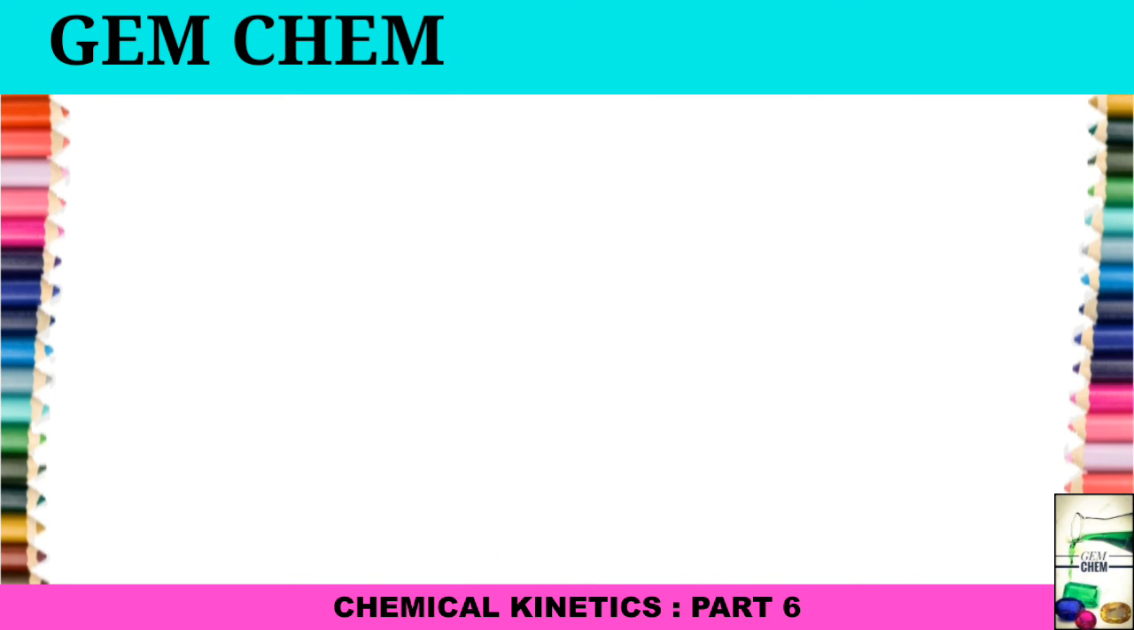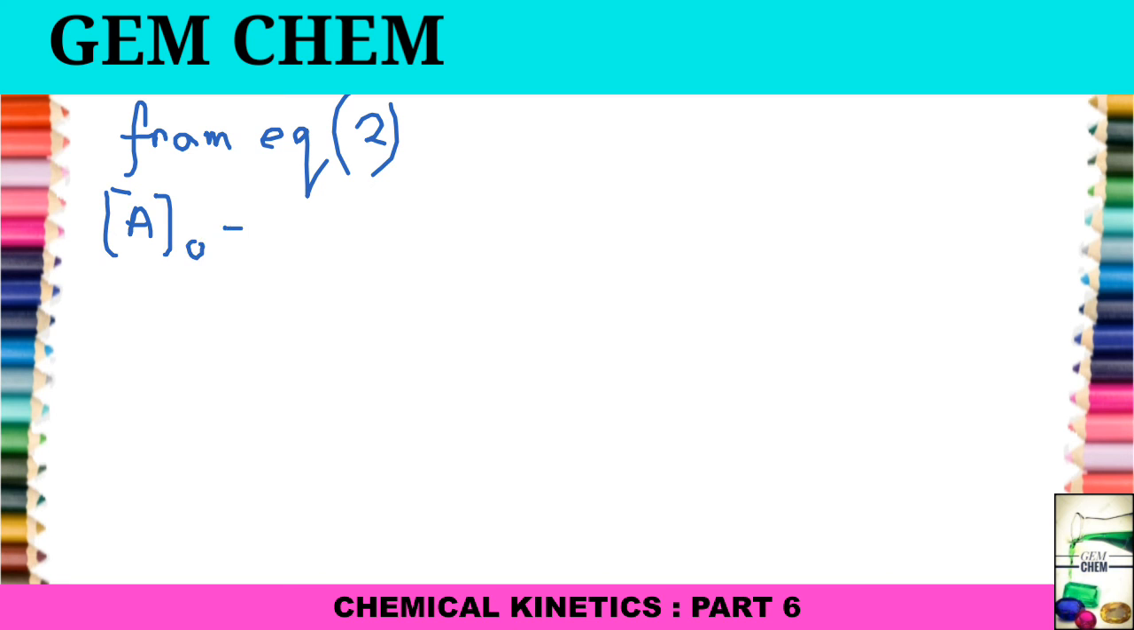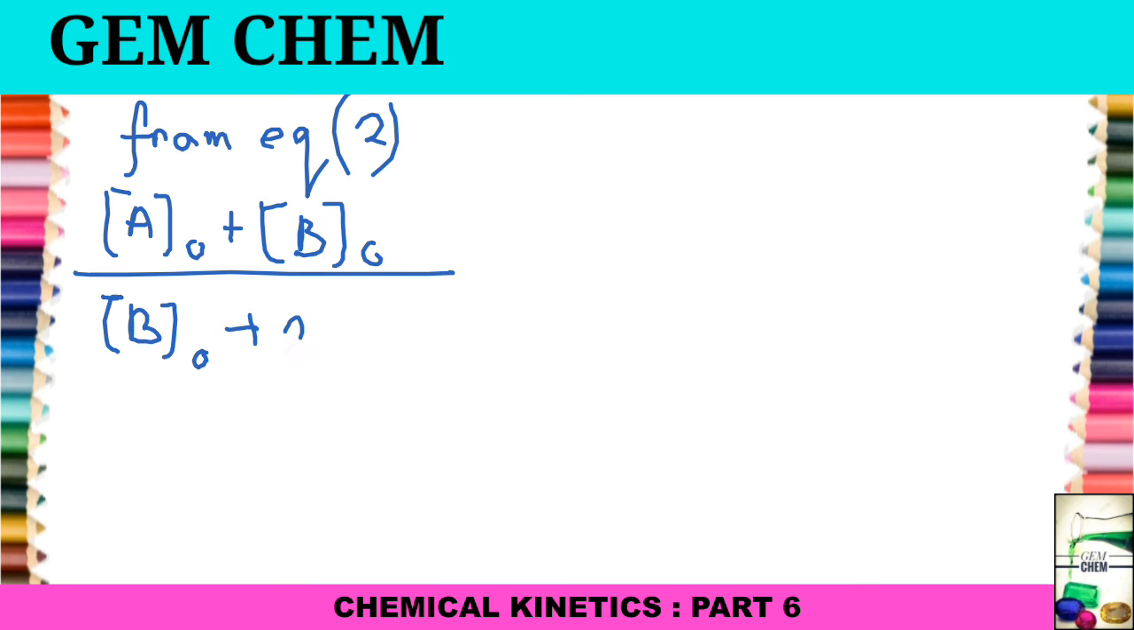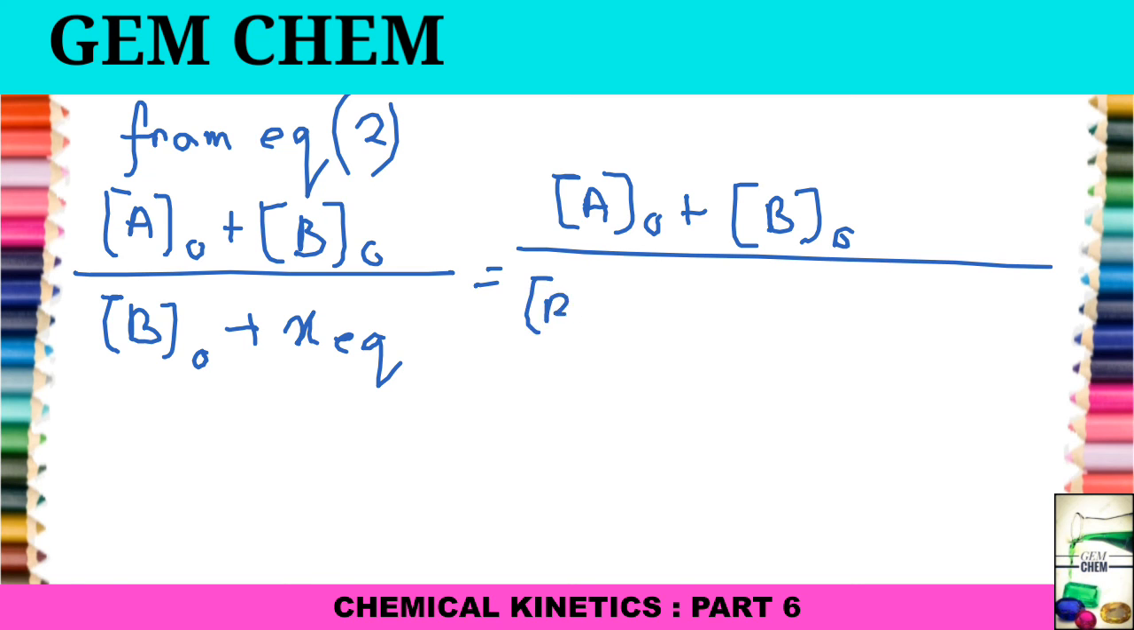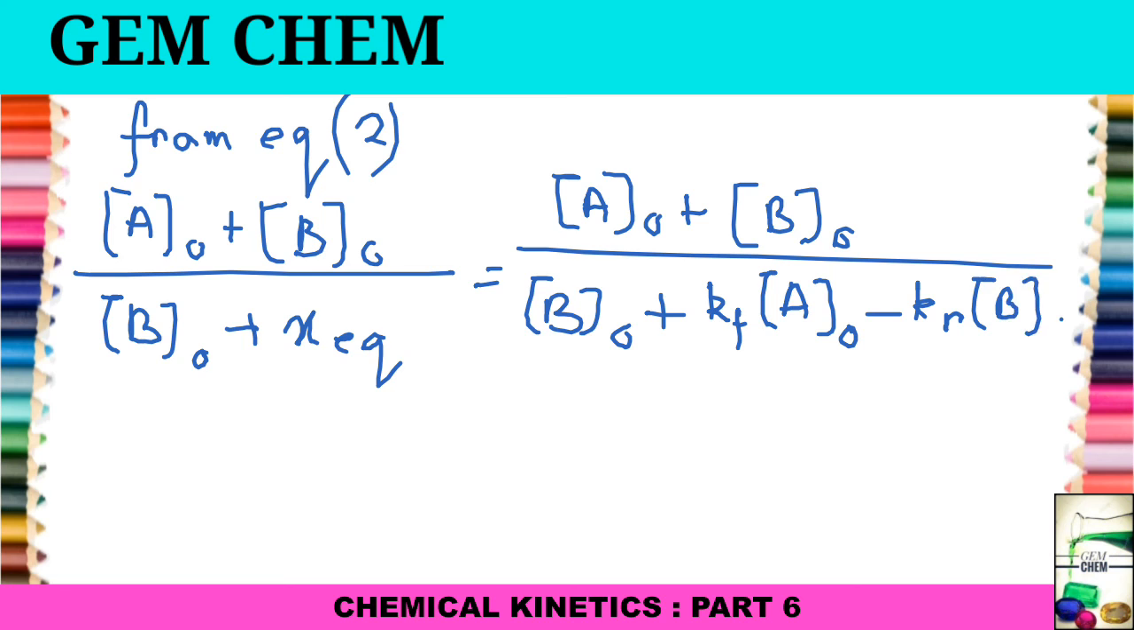If we go from equation 2, we see that A naught plus B naught divided by B naught plus X equilibrium comes to be A naught plus B naught divided by B naught plus X equilibrium, and X equilibrium we have already derived right now from here, so we will just substitute it. So this will be Kf A naught minus Kr B naught divided by Kf plus Kr.